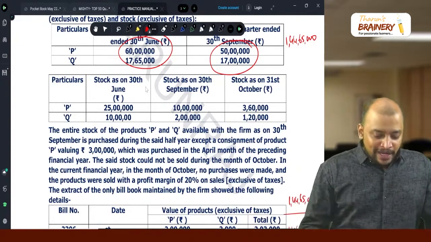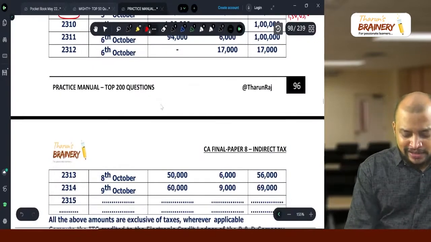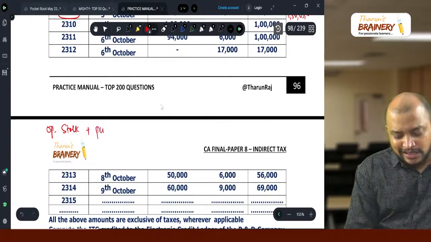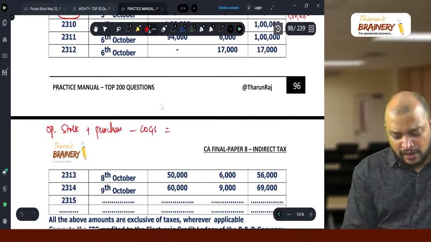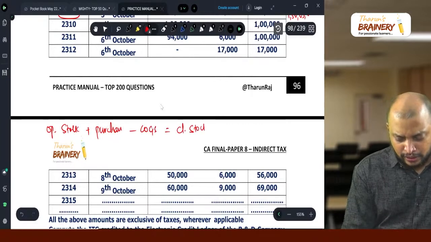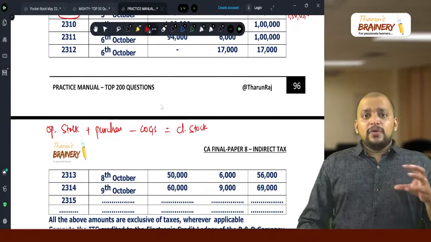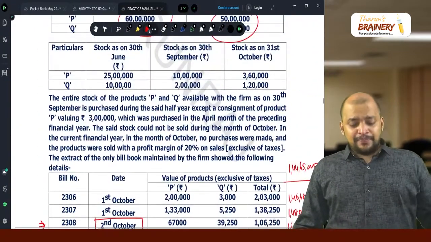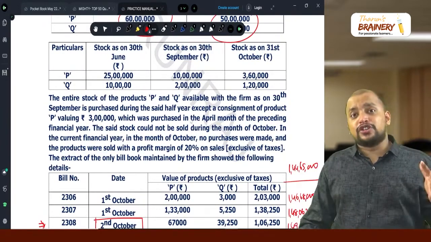Opening stock plus purchases minus cost of goods sold equals closing stock. This closing stock only we need as on 2nd. First, what is the opening stock? The opening stock is nothing but the stock on 30th September. But there is no need to determine it for Q. Why no need to determine for Q?